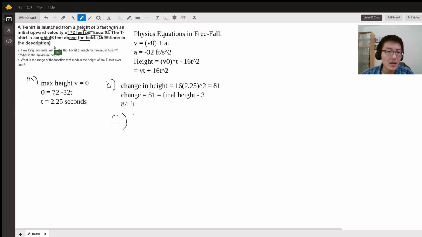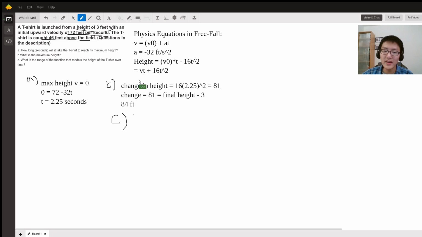All right, part B. What is the maximum height? Well, as I said earlier, the maximum height is when the final velocity is 0. So you could use this equation or this equation too, because we already know v naught, the initial velocity, the final velocity, and the time. It doesn't matter which one you use, but we'll go with this one.